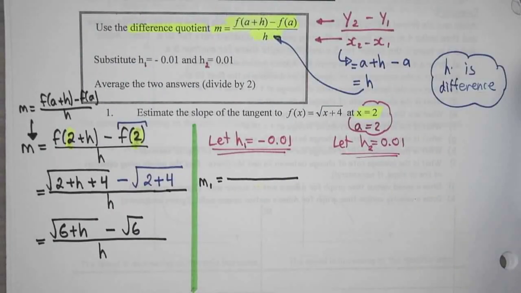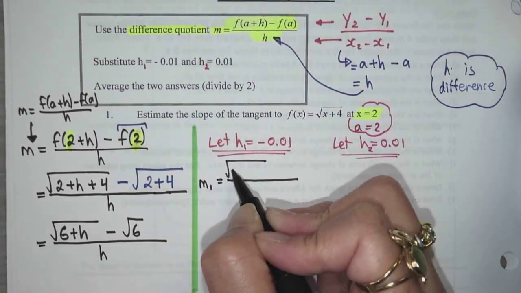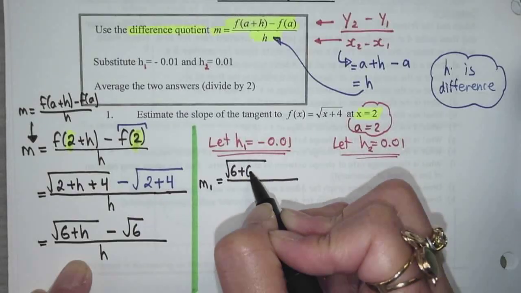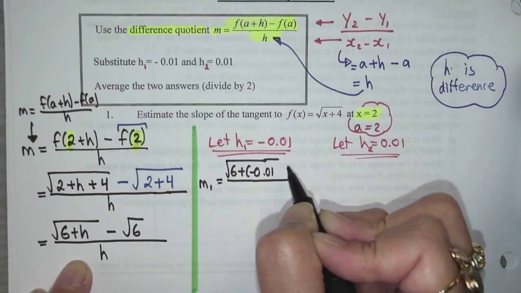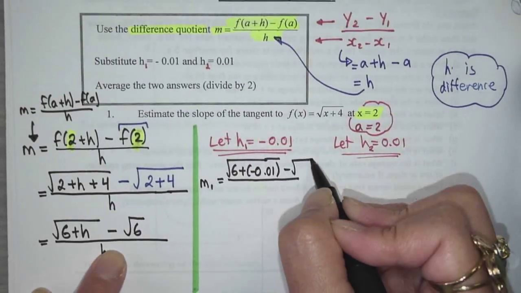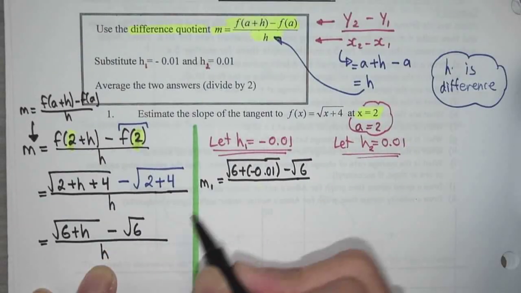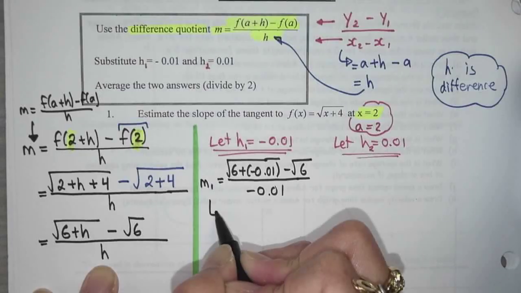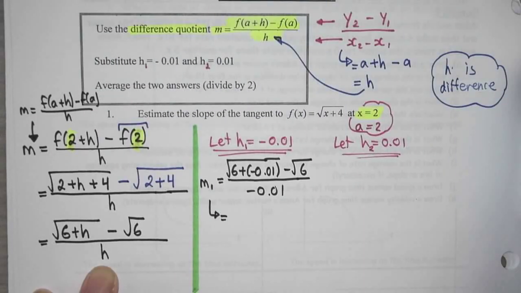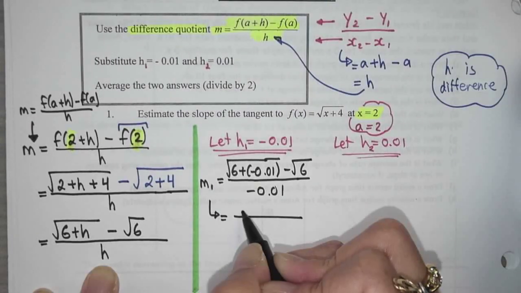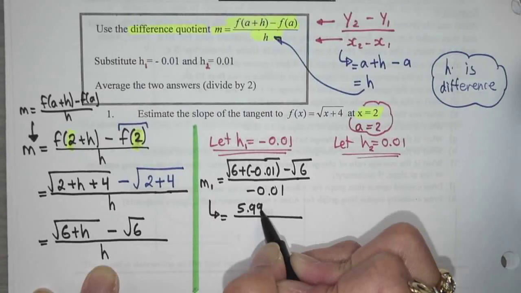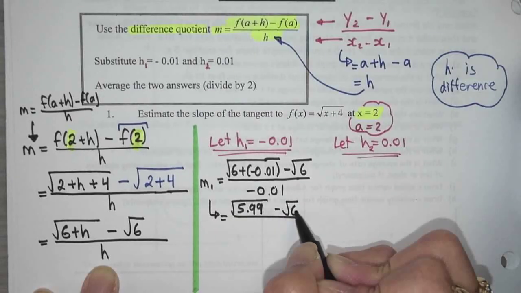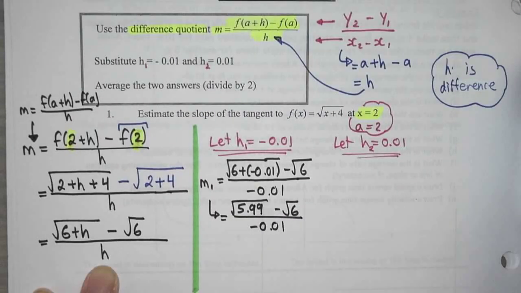Again, if you want to skip a little bit, you can. You can do this, 6 plus negative 0.01. But I always get someone who asks, can I skip that line? Yes. So the h on the bottom is negative 0.01. If you want to, you could have skipped to this line. And you could have gone 5.99 minus root 6. Like that.